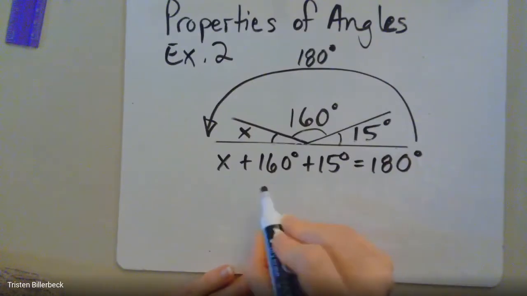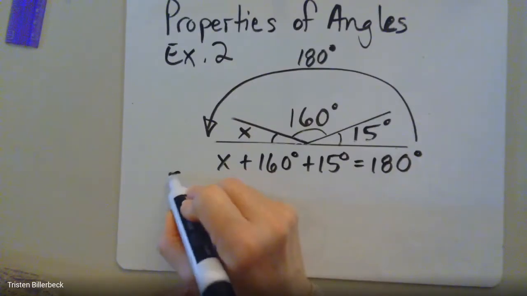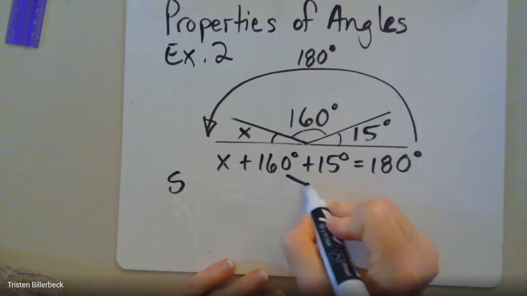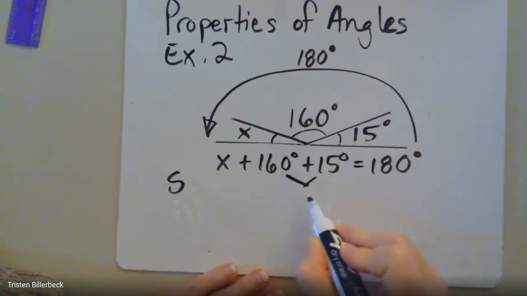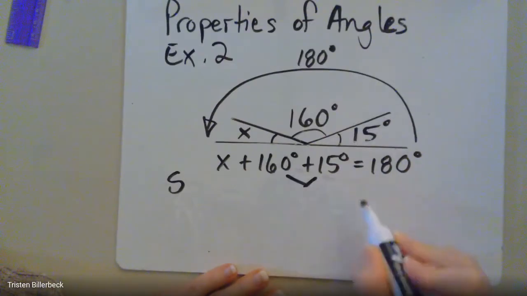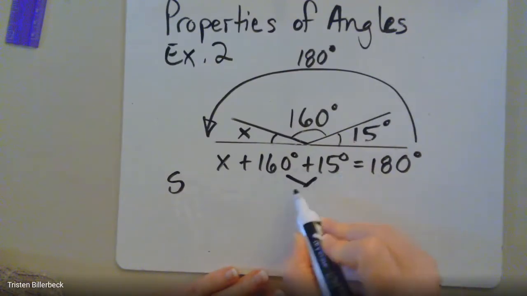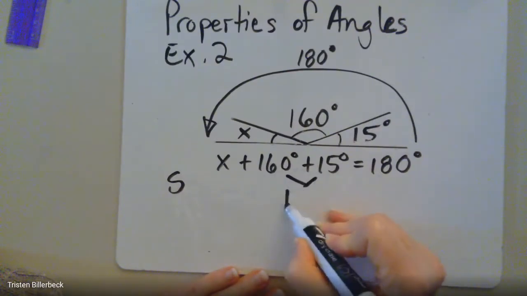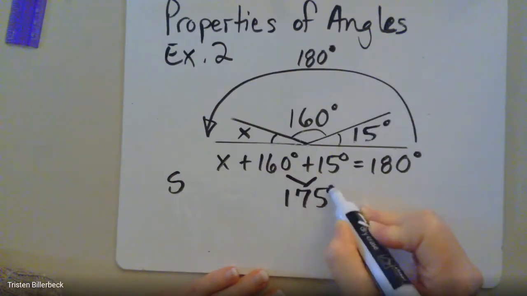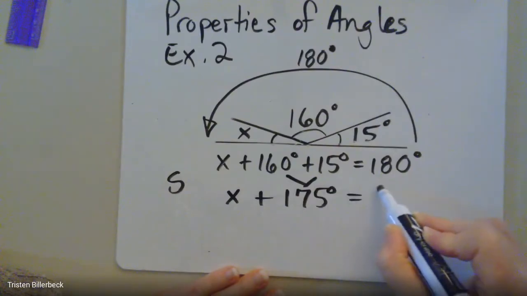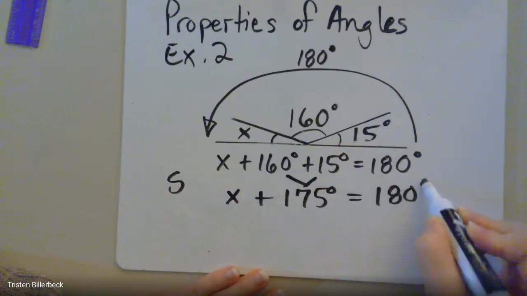So we're going to need to do some simplification. So we're going to put an S over here instead of an A for additive inverse, because first we had to simplify. So we look at the 160 and the 15, which are like terms. They're constants. So 160 plus 1 plus 15 is 175 degrees. So we have x plus 175 degrees equals 180.